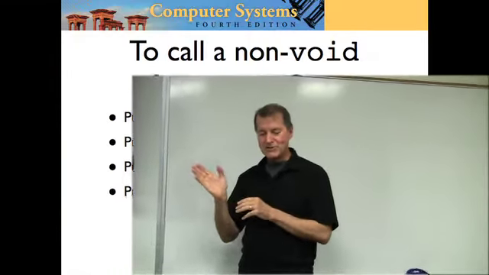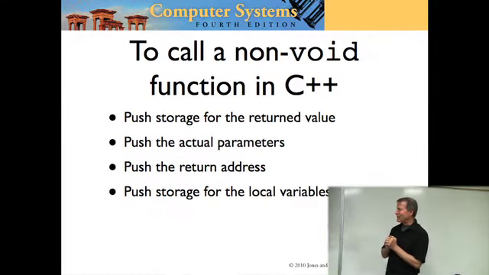I don't have to ask you this because it's right up here on the slide. What are the four things that happen? You have to push. The additional thing that we have to do now that we didn't do before is deal with storage for the return value. Are you with me? That's the first thing that has to happen: you push storage for the return value, and then you push the actual parameters, and then you have to push the return address. What instruction pushes the return address? Call. And then we push storage for the local variables.